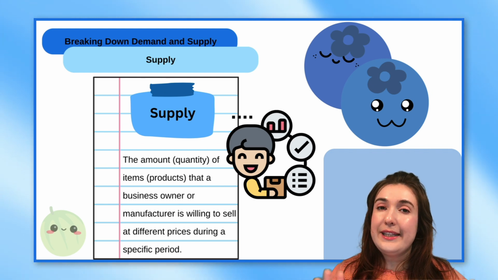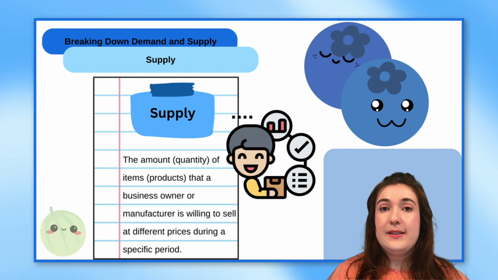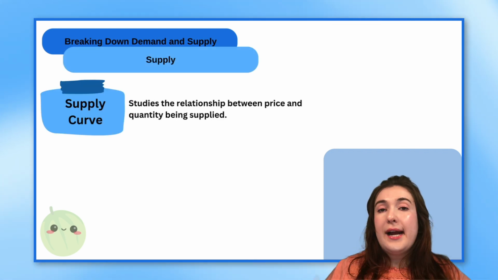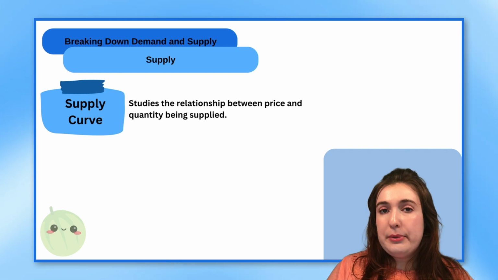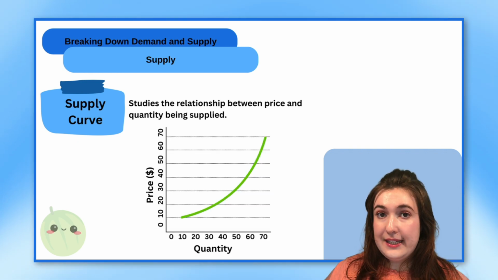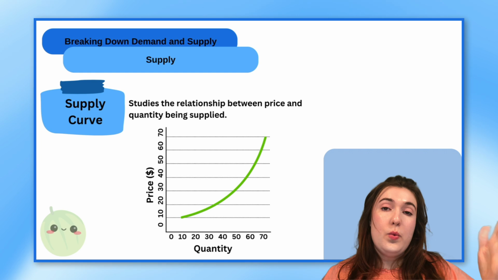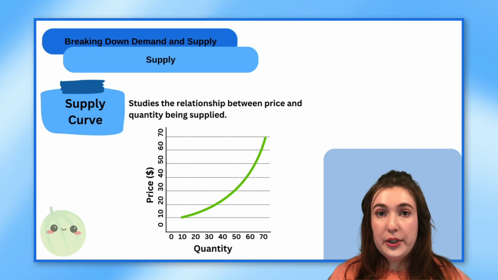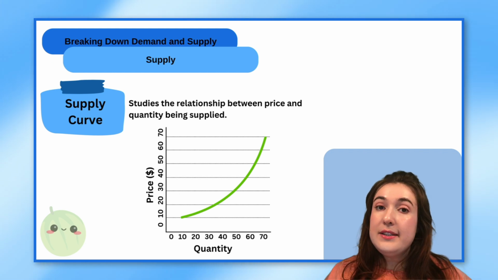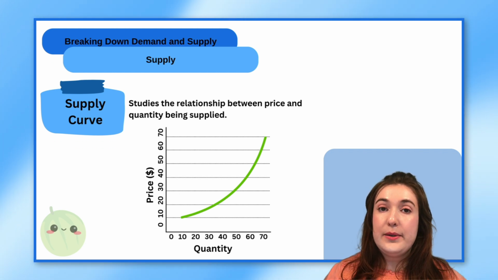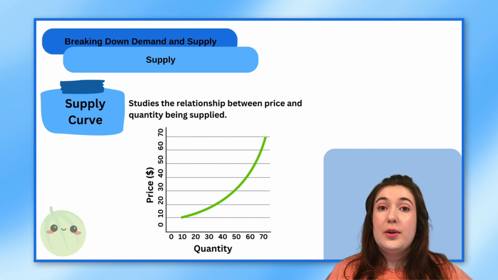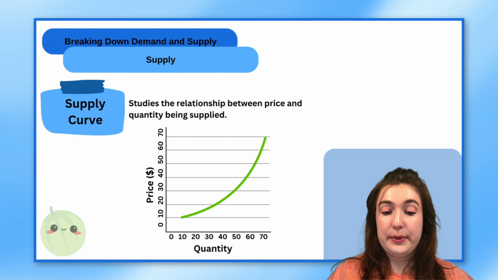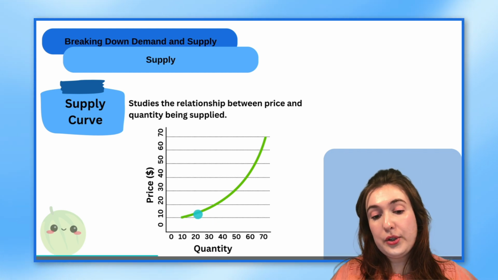But before we get really into that, we've got this thing called a supply curve. Supply curves are basically studying the relationship between price and quantity that is being supplied. And it basically looks like this. On our vertical axis, we have price, so that's the dollar amount, or a currency amount. And on the horizontal axis, we have quantity, which is the amount of products that we can supply. Basically, your supply curve is an upward shape. It's going to move up on this graph.